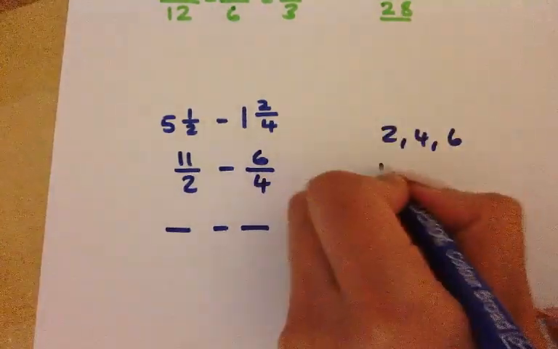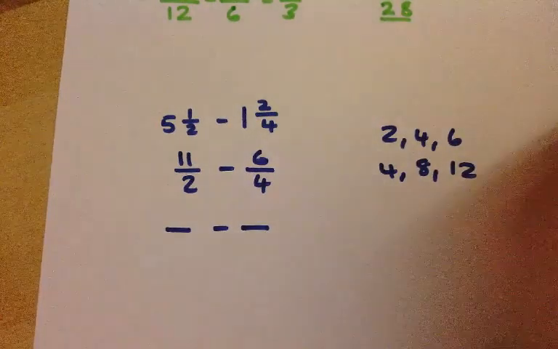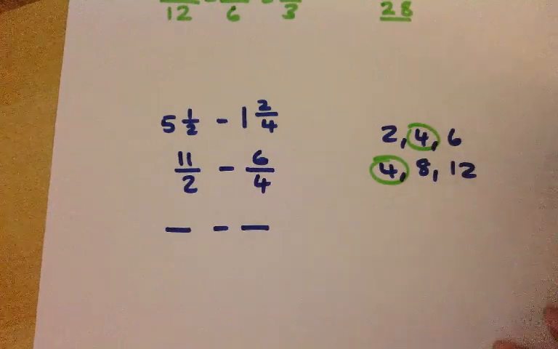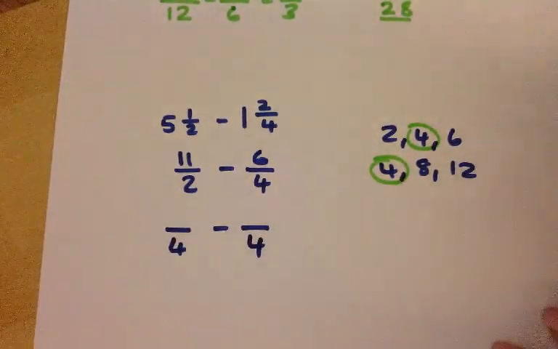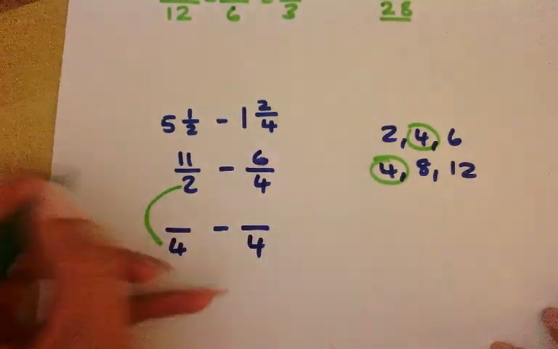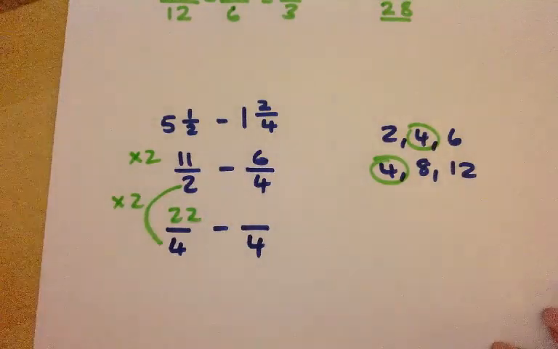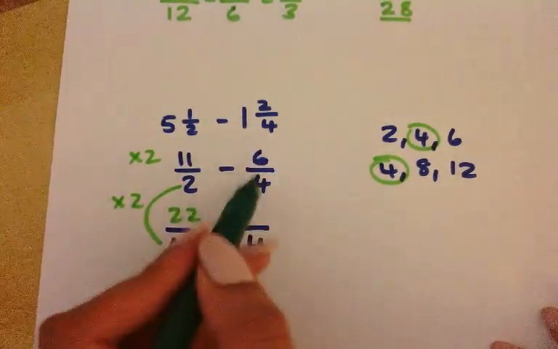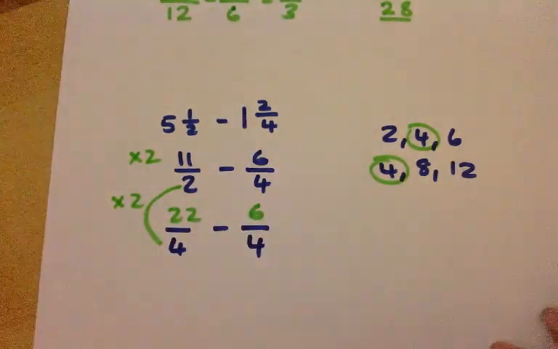So writing out my times tables, we can see that we can actually use 4. 4 is the lowest common multiple, so we can use that as the common denominator. How do I get from 2 to 4? Times by 2, times the top by 2, so that's 22. The second one is already at 4, so I can just leave that. That fraction doesn't need changing.